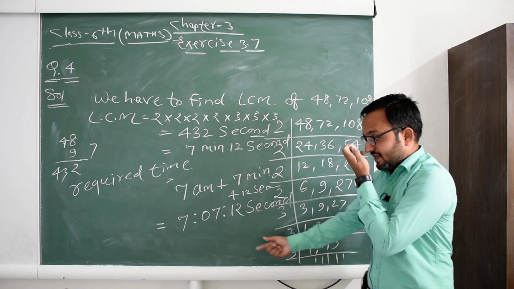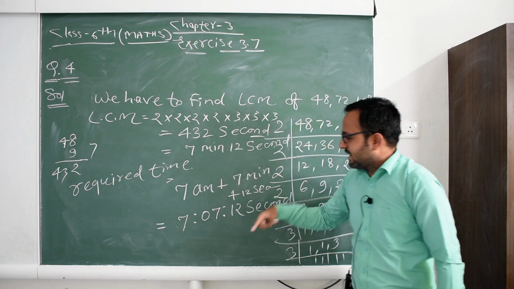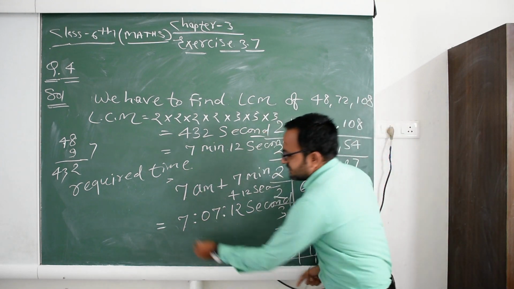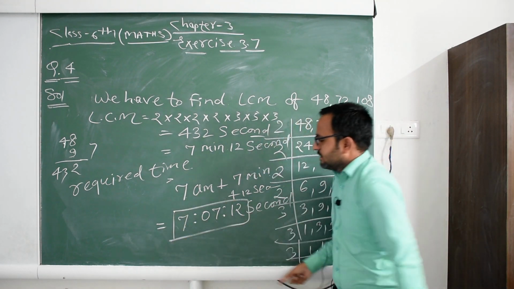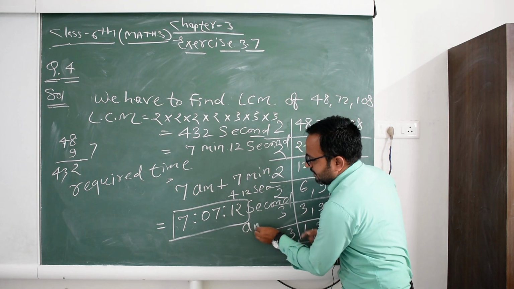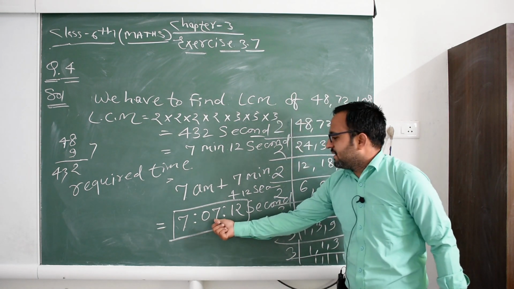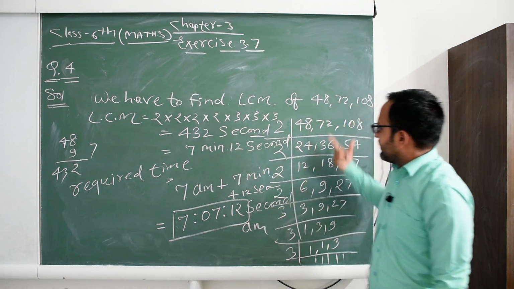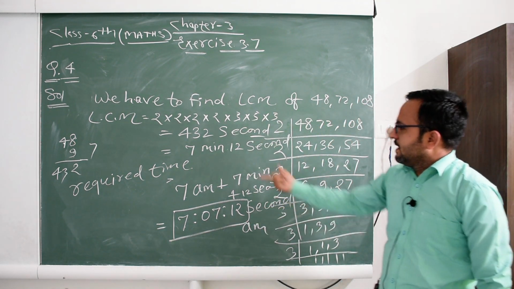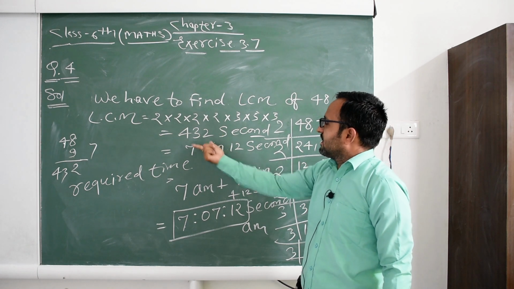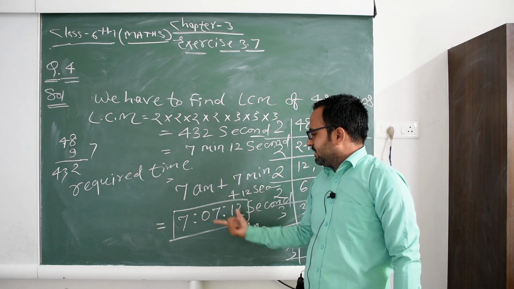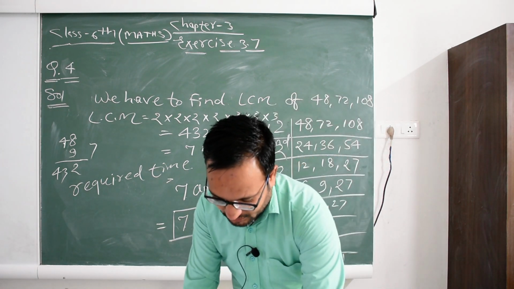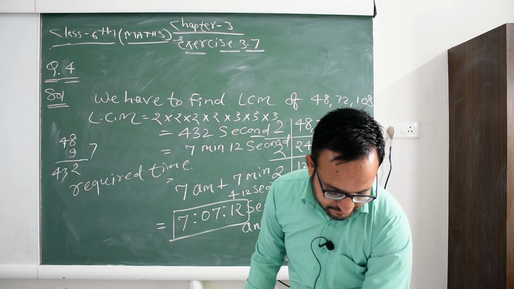After this time, your light will be changed again. Okay, so this is your answer, 7 minutes and 12 seconds am. First we find out the LCM of the particular numbers, and after the LCM we convert it into minutes, and this is your answer. Okay, so now the next question is question number 8.